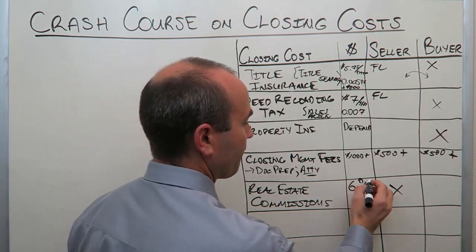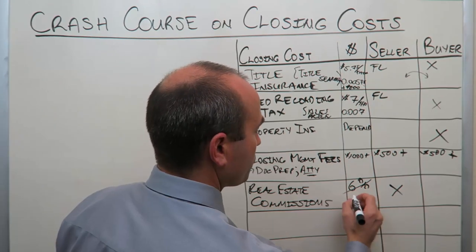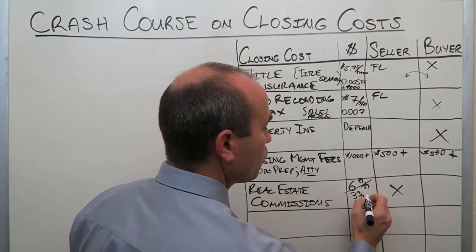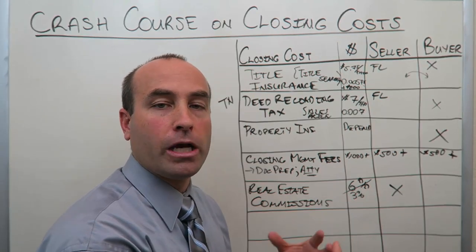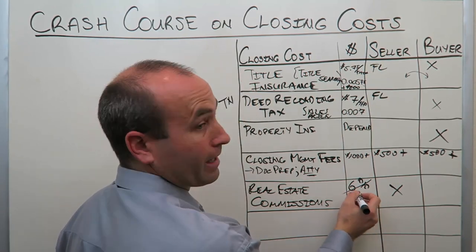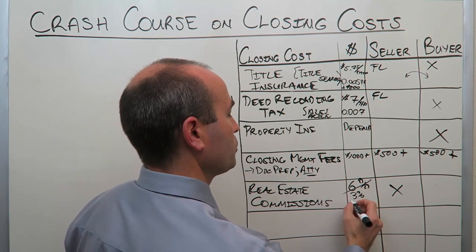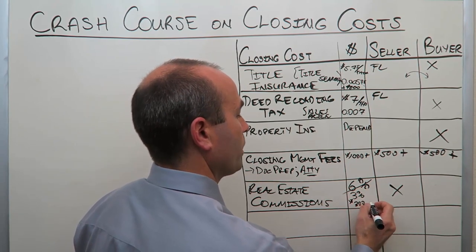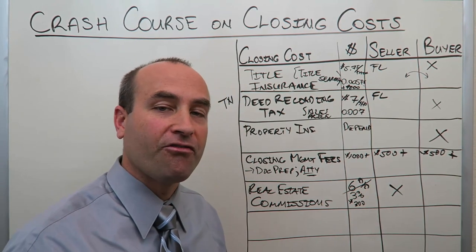What we do a lot is a flat fee listing, which means that the 3% still goes to the buyer's agent, the one representing the buyer. But as opposed to paying the other 3% to make it 6%, what we end up doing is usually paying only a couple of $100, like $300, and that's a flat fee.